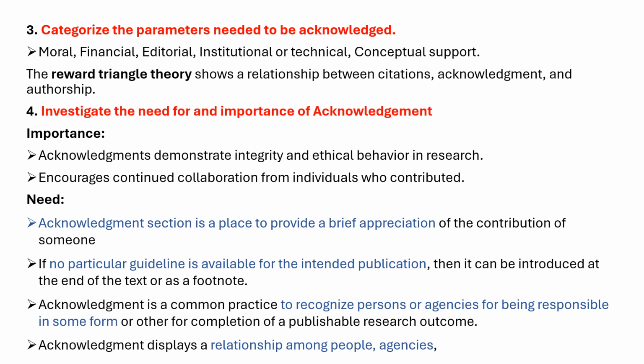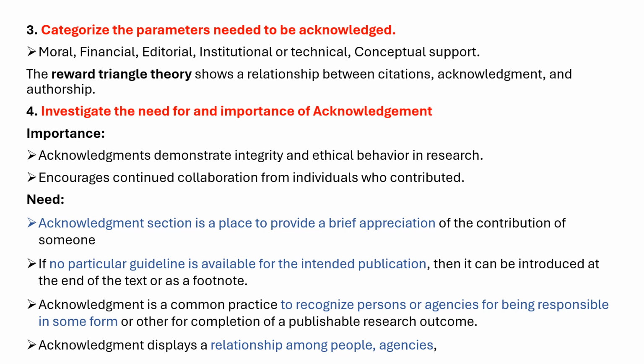And it also follows a theory called the reward triangle theory. It is a triangle theory which deals with 3 main things: citations, acknowledgement, and authorship. So these are the 3 points of the triangle theory that has to be followed, which need to be acknowledged.